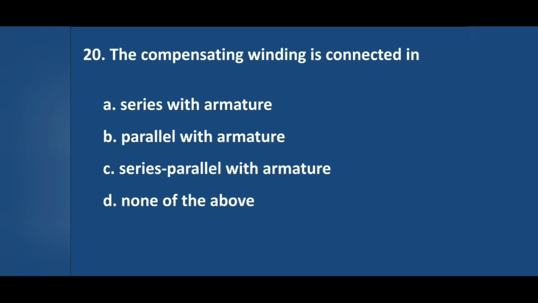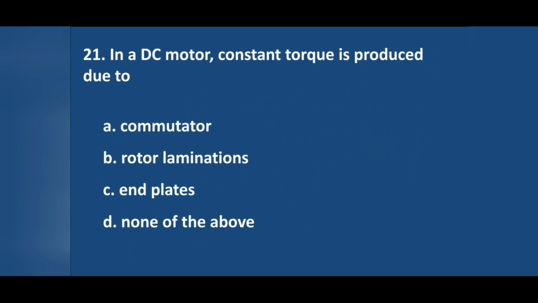Question number 20. The compensating winding will be connected in. Answer is option A, series with armature. Question number 21. In a DC motor, constant torque is produced due to. Answer is option A, commutator.